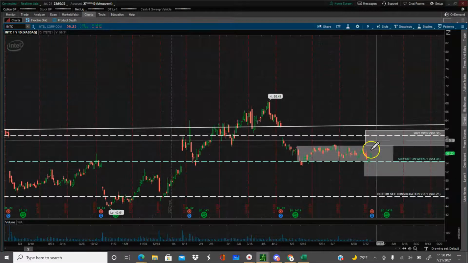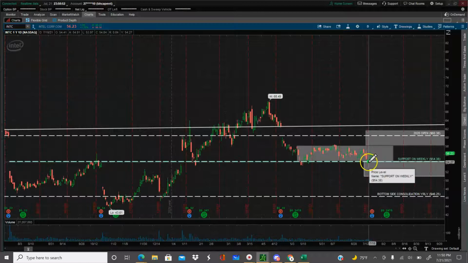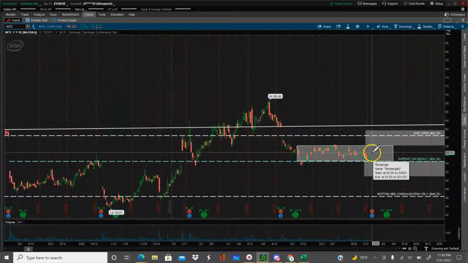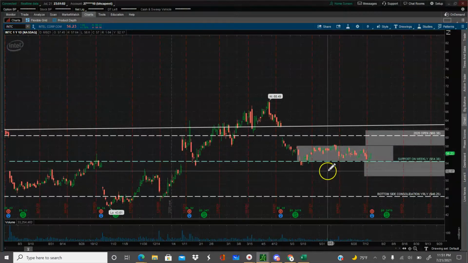If I were considering a position on this, I would want to see the price break out above here or break down below here. Also, if I were considering a bullish position, I would have liked to see the price reverse down toward the low end of my range, right at support, and then I could reasonably expect a good chance that the price will move up toward 58.